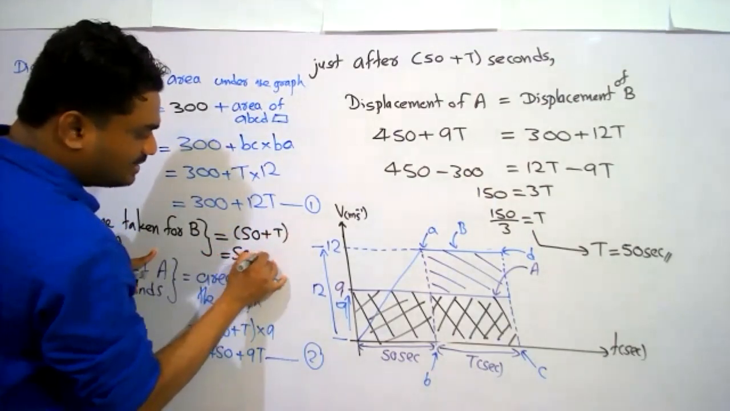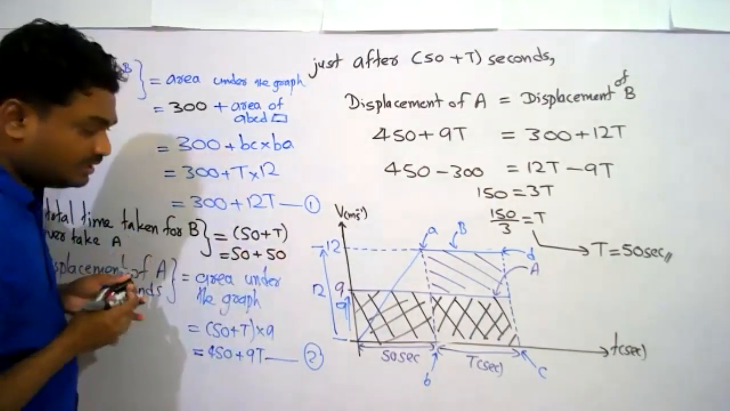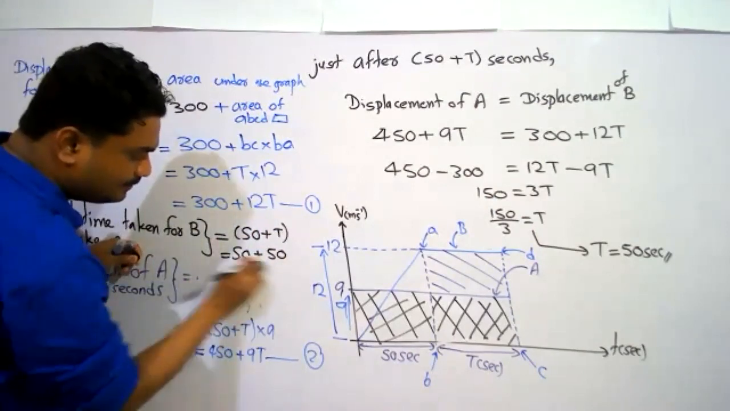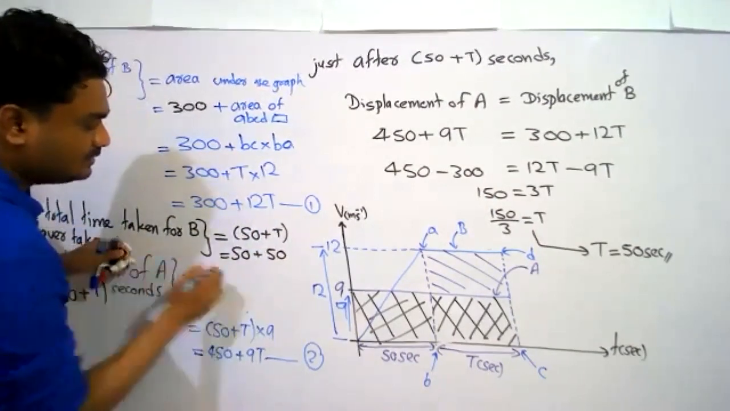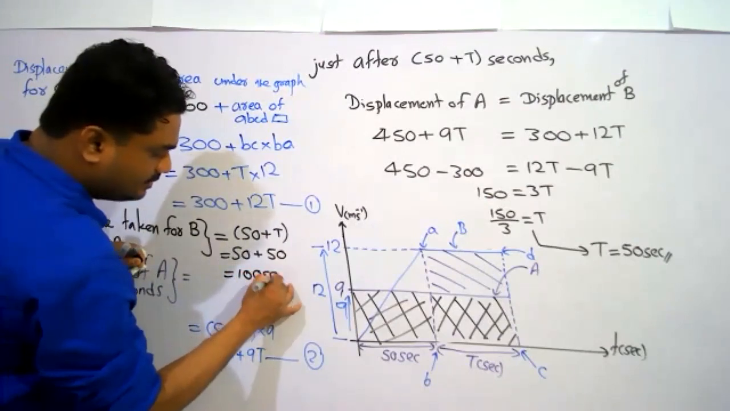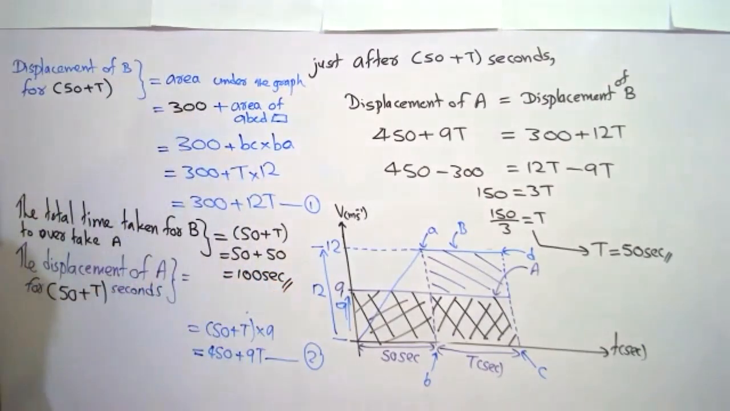So that is 50 plus capital T is 50. We have found that T is 50. Let me erase this. And that is 100 seconds. So this is the answer. Please write this there.